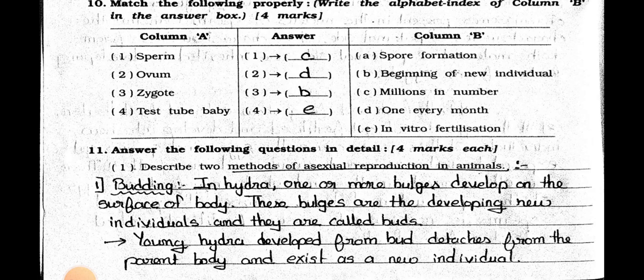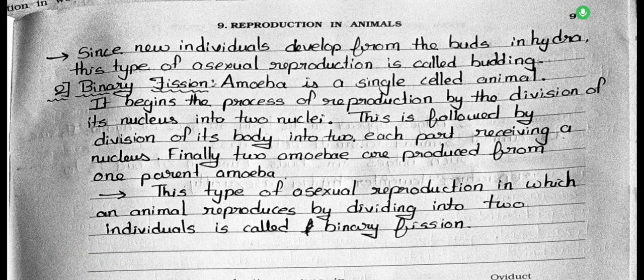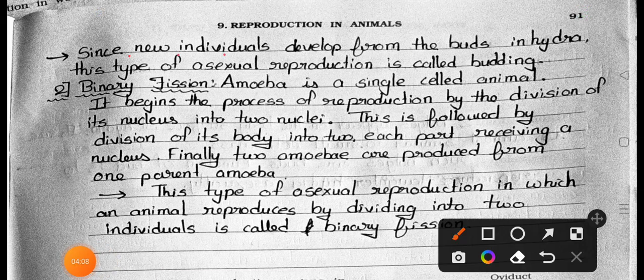Now see the next page. Since new individuals develop from the buds in hydra, this type of asexual reproduction is called budding. Number 2, binary fission. Amoeba is a single-celled animal.